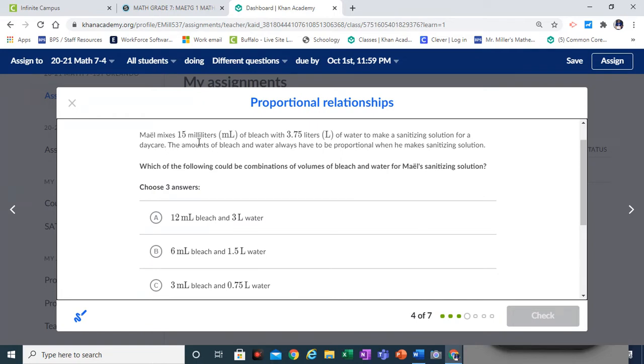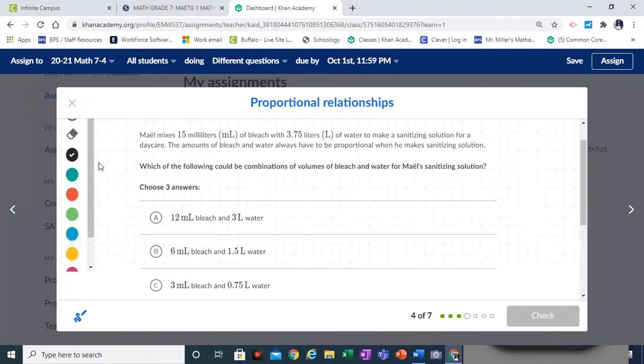Mayall mixes 15 milliliters of bleach with 3.75 liters of water to make a sanitizing solution. It goes on to say the amounts of bleach and water always have to be proportional. So that means there should be a unit rate. They should have the same unit rates. Which of the following could be combinations of bleach and water?